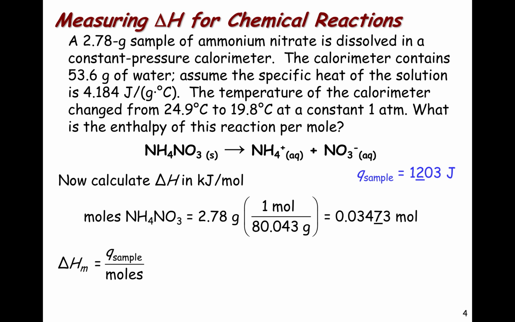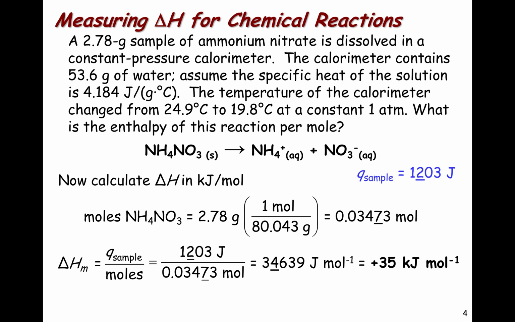0.03473 moles with three significant digits. And also then we take our joules divided by that number of moles, and we recognize that when we do the math, there'll only be two significant digits, and the final thing is convert that into kilojoules by moving the decimal point 3 places to the left, and we end up with a positive enthalpy of 35 kilojoules per mole.